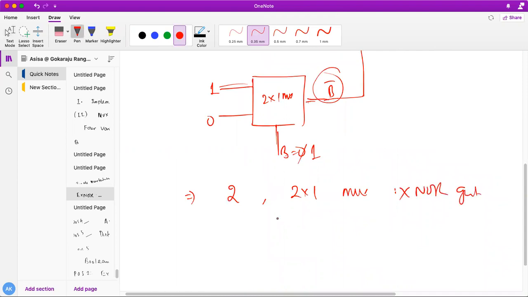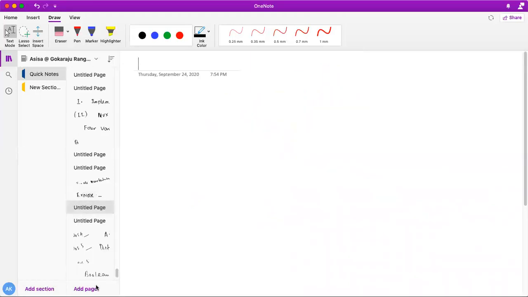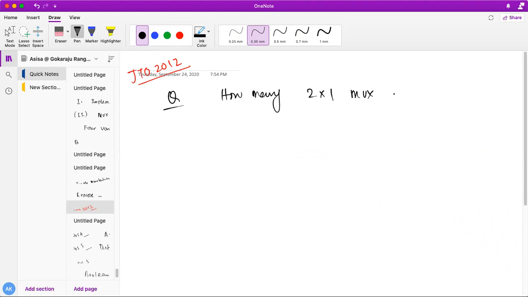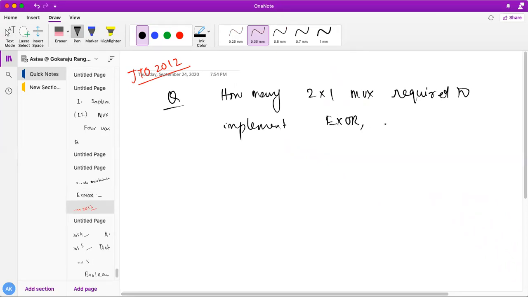Okay, so a very important point, students. Two 2x1 muxes are required for XOR, and two 2x1 muxes are required for XNOR. One question actually came in the JTO exam 2012. What is the question? Just see here. The question is: how many 2x1 muxes are required to implement an XOR and an AND gate? Very simple question. If you know muxes are universal, you can do it.